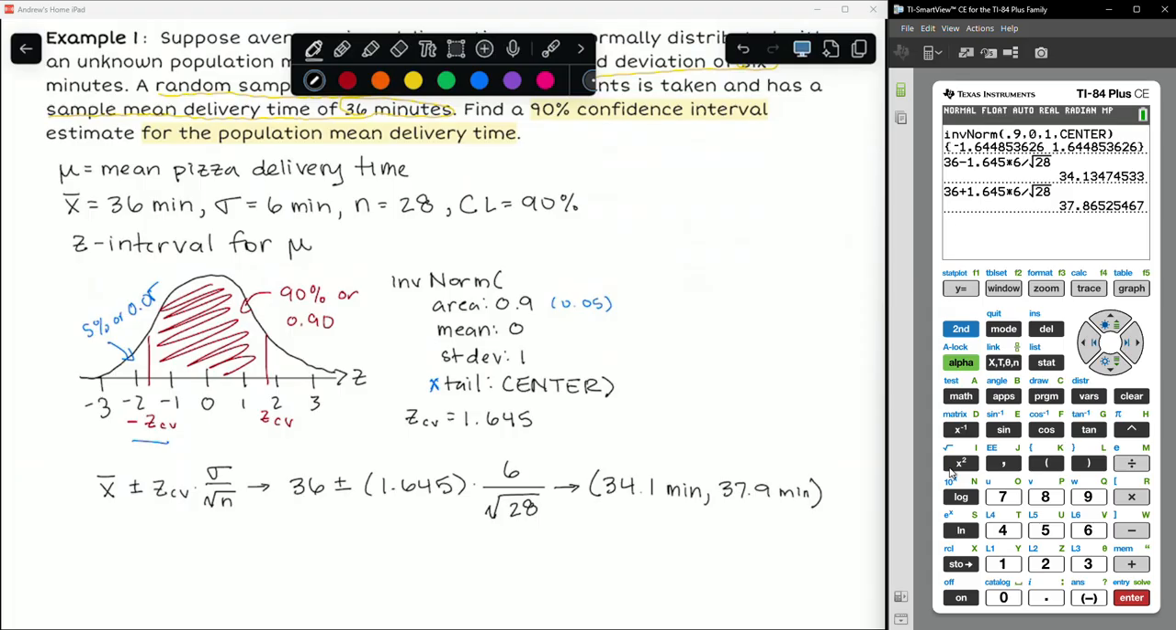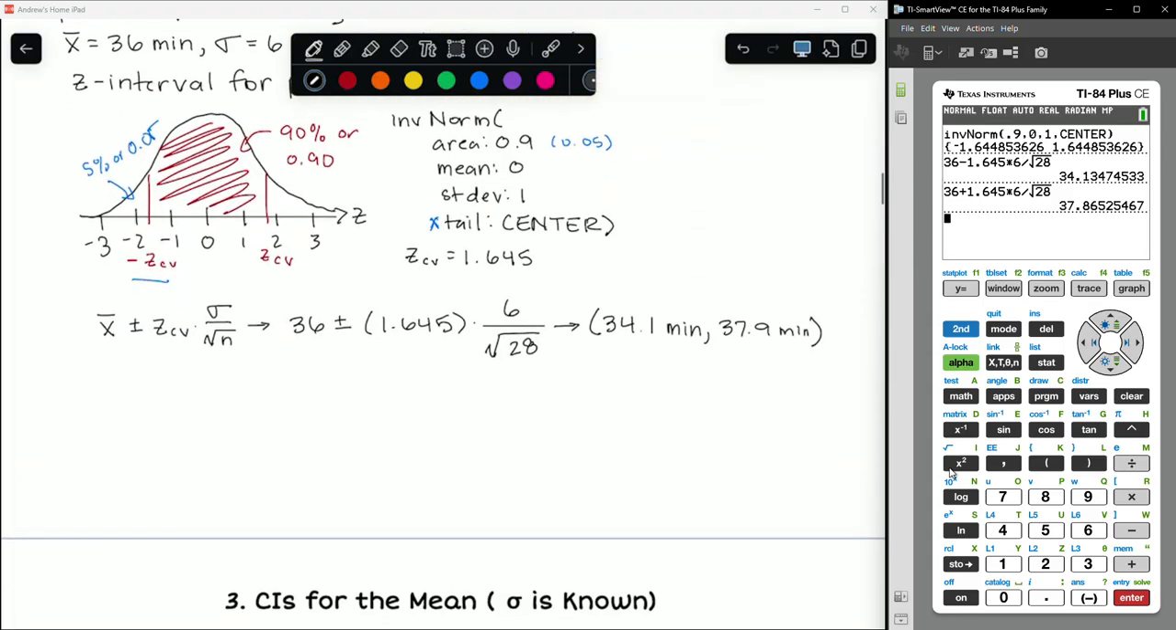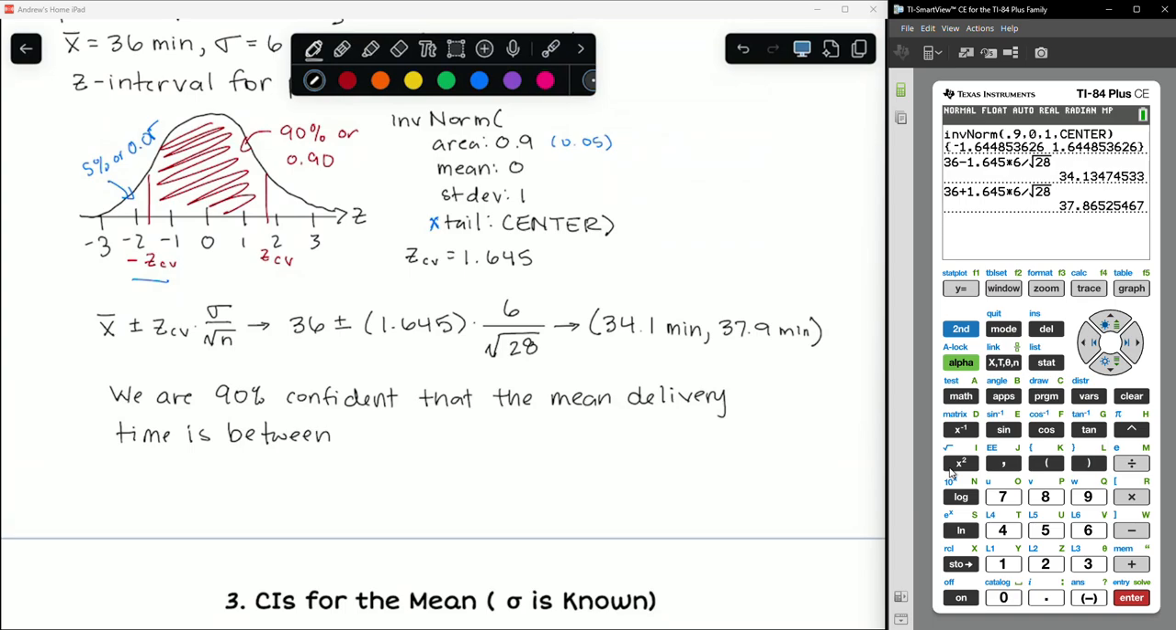So I can now state that the population mean delivery time is between 34.1 and 37.9 minutes. So we are 90% confident that the mean delivery time is between 34.1 and 37.9 minutes.